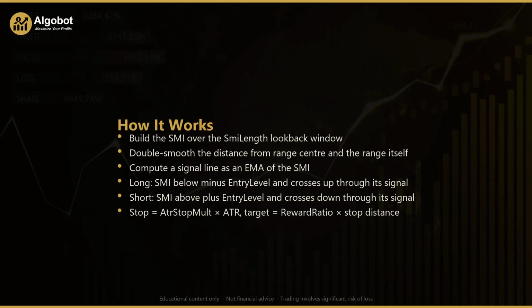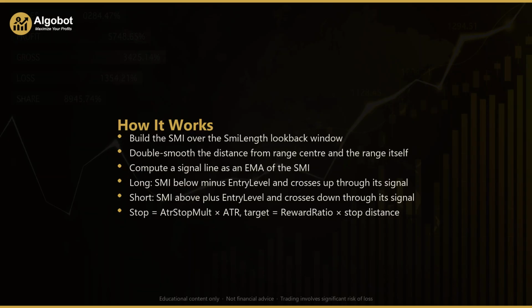A separate signal line is then calculated as an exponential moving average of the SMI, using the signal period, also 3 by default. Now for the entries. The strategy never fades an extreme on the extreme alone, because a market can stay pinned at an extreme while price keeps sliding. Instead, two conditions must line up on the same freshly closed bar.